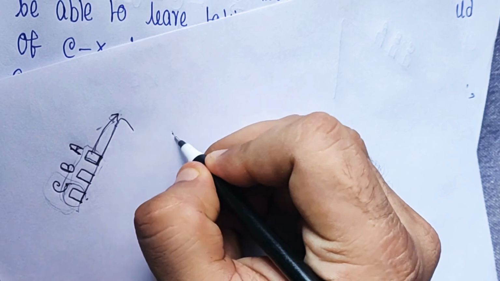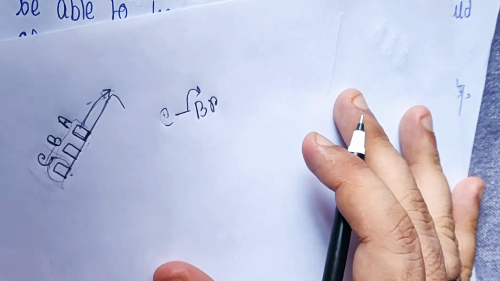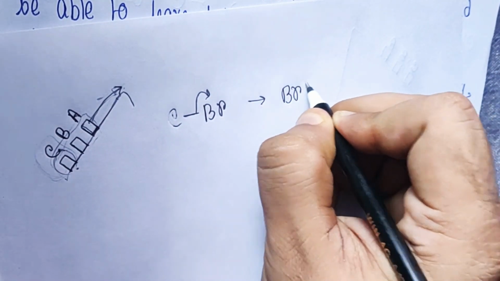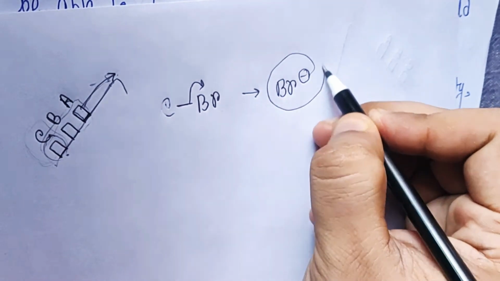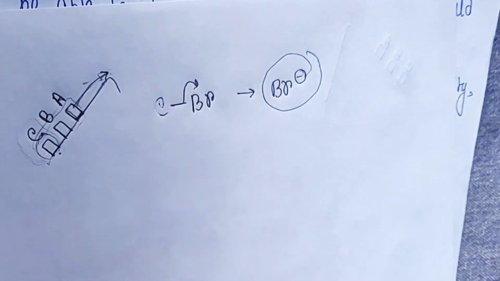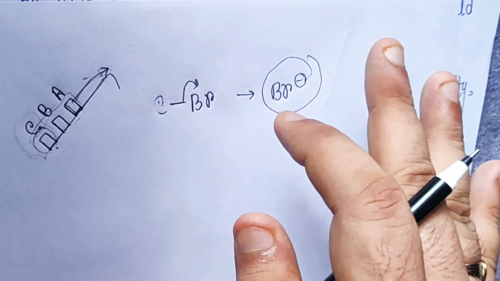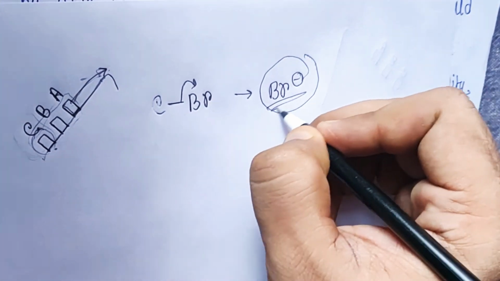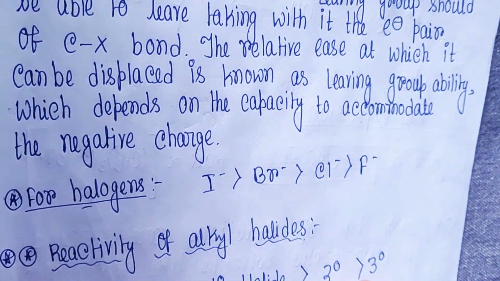Think about it. If the C-Br bond breaks, Br is going to take up the electrons of this bond, so Br is going to be Br minus. But if it cannot accommodate or stabilize this minus charge, then this would not be stable, so Br would not get out of the system. So a good leaving group needs to know how to accommodate this minus charge and make this situation stable. Otherwise, this is not a good leaving group.